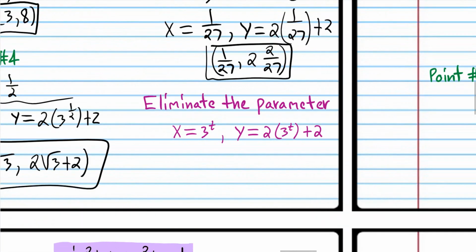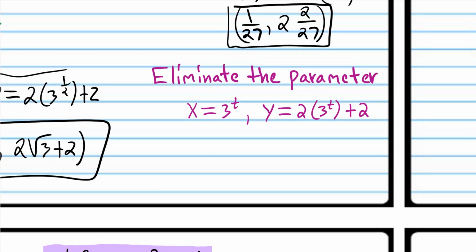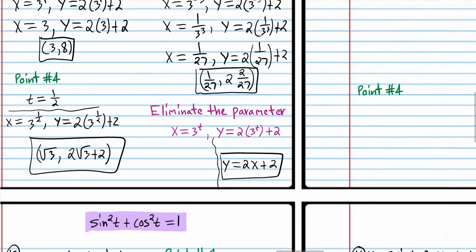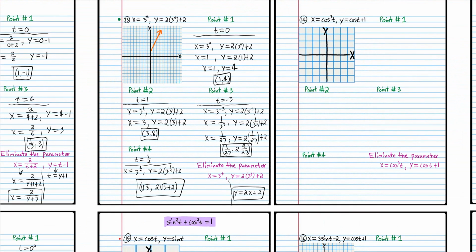So now let's eliminate the parameter. So we know x is equal to 3 to the t power. So why not just plug in x for 3 to the t power in that equation there, and we've eliminated the parameter. So in this equation, if we graph this equation, it graphs the entire line. But if we graph the parametric equations, it only graphs part of the line.